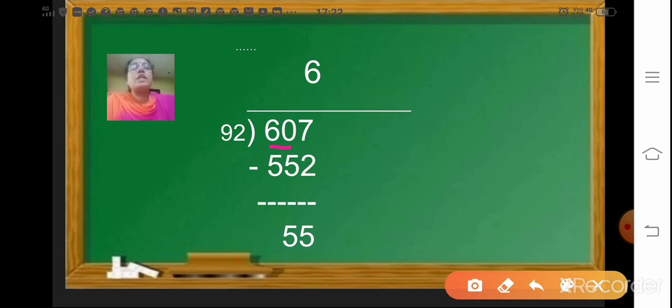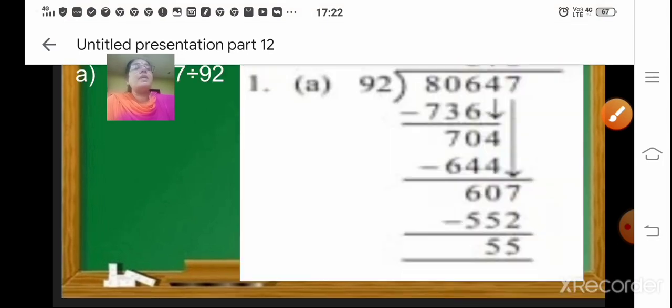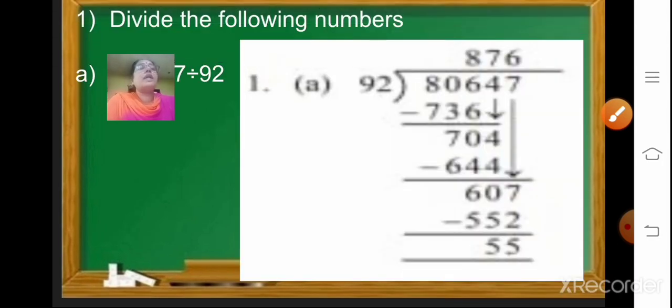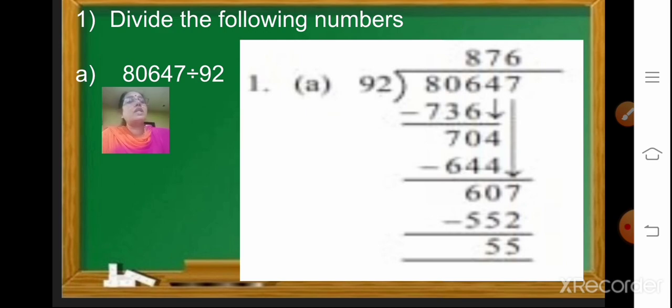So 92 6 times will give you 552. When you subtract these two numbers, your remainder is 55. The 6 has to be written above the 7. So when you divide the numbers step by step, you will get the quotient as 876 and your remainder as 55. So for each number, just go step by step and divide it, okay.